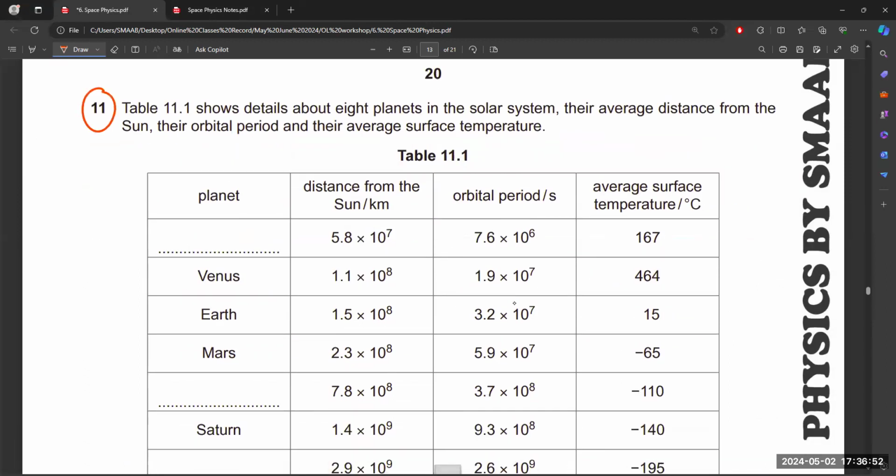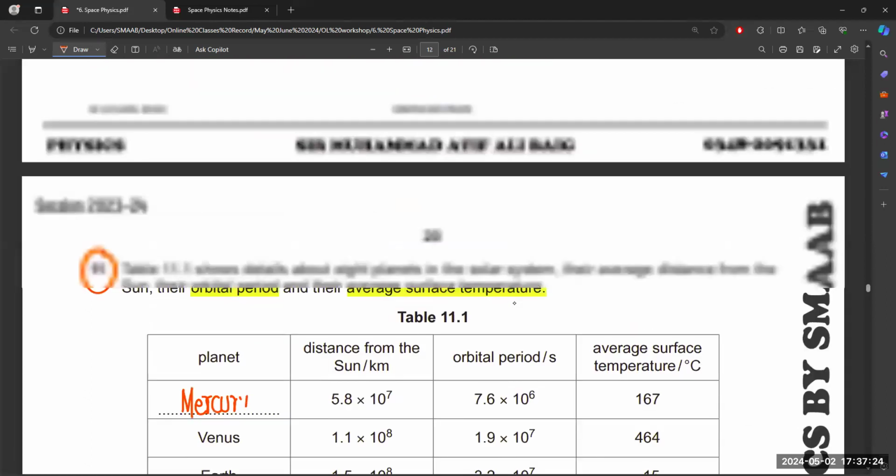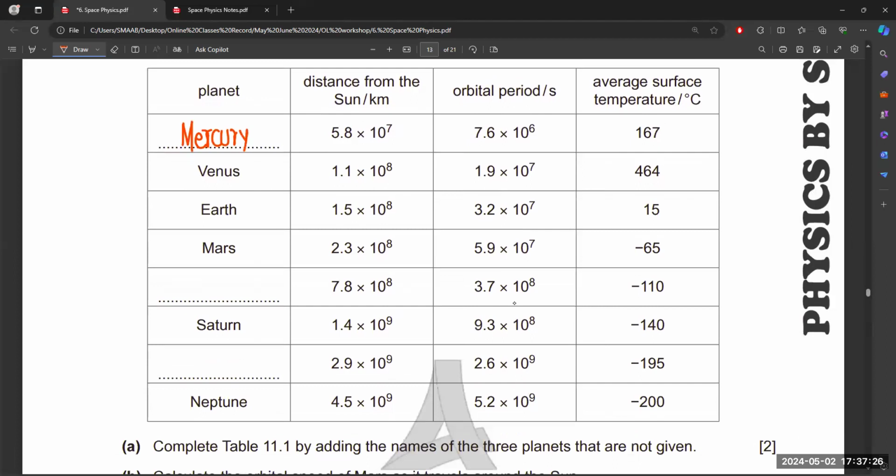Okay, question number 11 is related to the planets. You can see in the table details are given about the 8 planets in the solar system, with their average distances from the sun, their orbital period, and their average surface temperature. Three names are missing, and we know the sequence. The first one is Mercury. Mercury, Jupiter, and Uranus, I think. Yes.